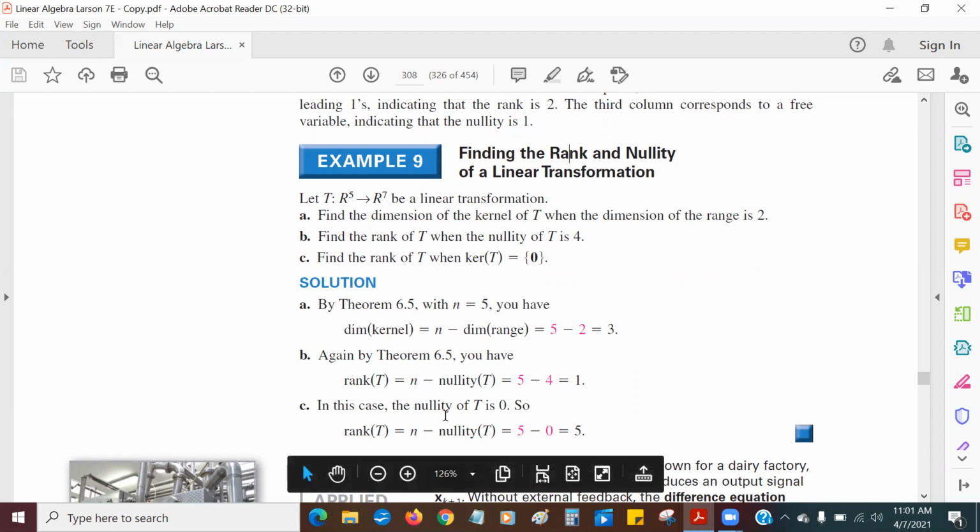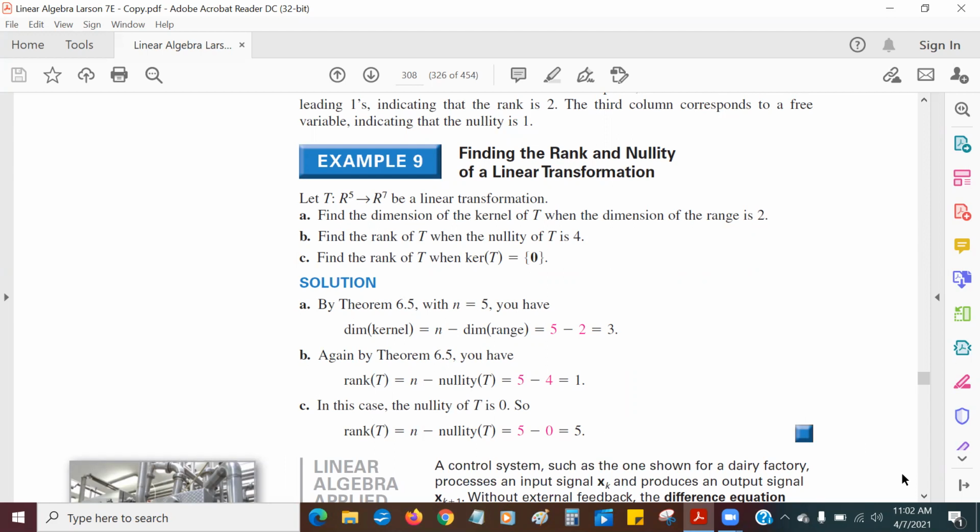And when the kernel is the zero vector, the nullity of T is 0. So the rank of T is equal to n minus the nullity, which is 5 minus 0, which is 5. See how simple that is. Sometimes the problem can be super complicated, sometimes it's super simple. Now it's not really super simple, but we did the work, and now we're benefiting from the fruits of our labor. A lot of hard and complex work went into making this seem super simple, if that makes any sense.